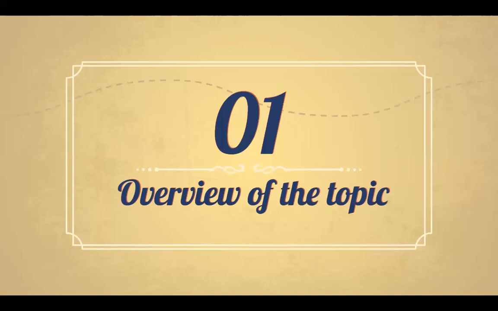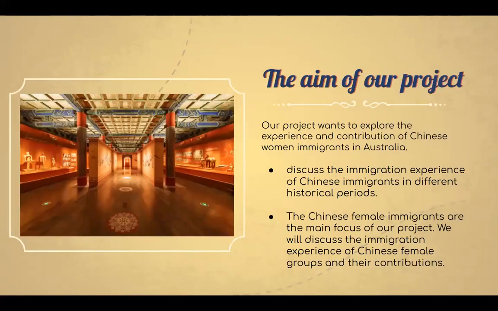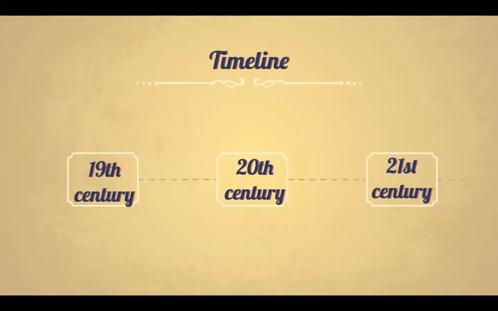Now I'm going to introduce the overview of the topic. Our project wants to explore the experience and contribution of Chinese women immigrants in Australia. We will discuss the immigration experience of Chinese women in different historical periods, including how Australian immigration law and racial discrimination in different periods affected their immigration life. Throughout the timeline, we divided this historical experience of Chinese women immigrants into 3 main historical periods: the 19th century, 20th century, and the 21st century.